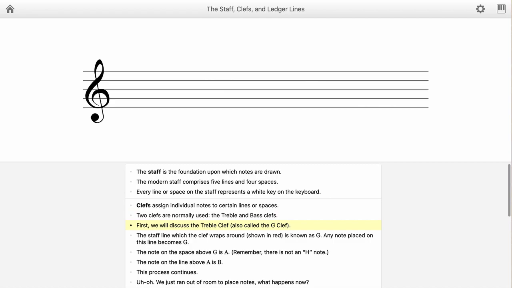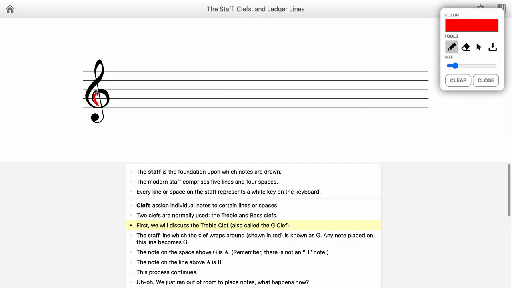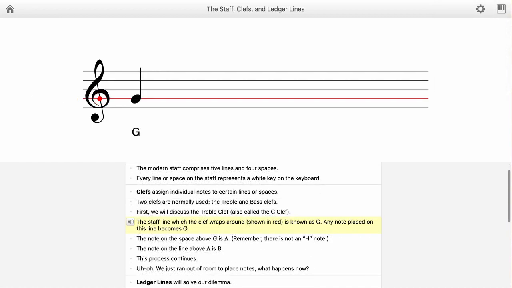It's also called the G clef. This part of the treble clef circles the second line. The second line is called G. Any note placed on this line becomes a G. There are only 7 letters in the musical alphabet: A, B, C, D, E, F, and G. After G, we start over again with letter A.